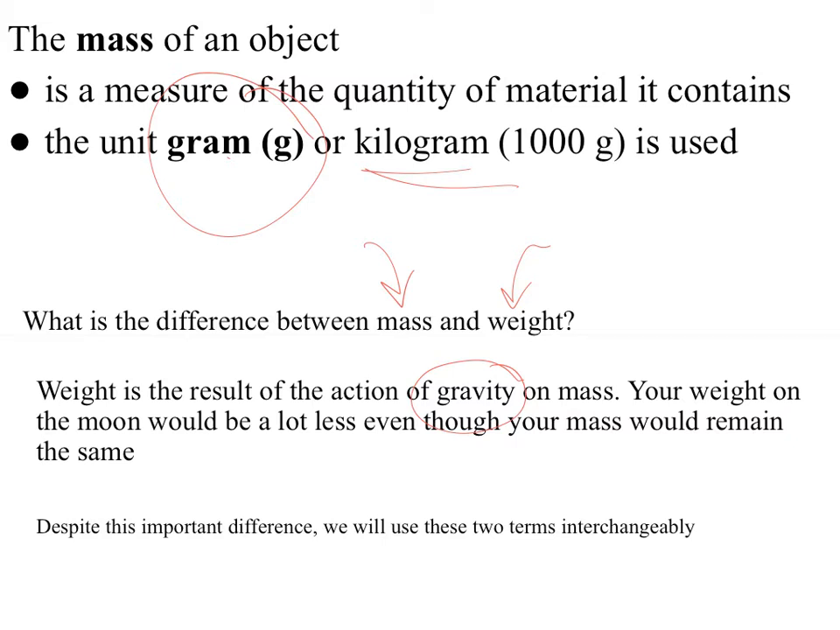Okay, think about that. You're an astronaut. You go up into space. You go onto the moon, where gravity is much, much less than it is here. That's why people float around. Your mass is still the same. The quantity of material inside your body hasn't changed just because you've gone from Earth to the moon. However, the weight, which is the measurement of that, has changed because there's a difference in gravity.